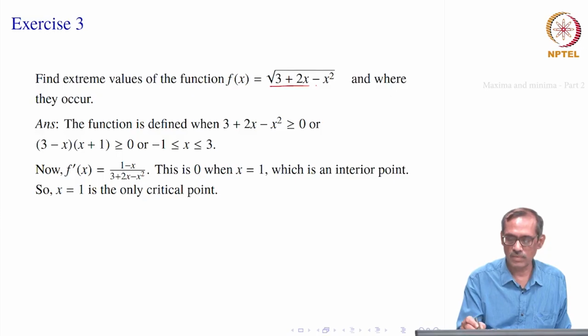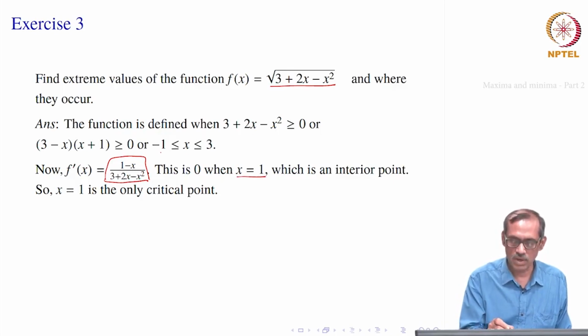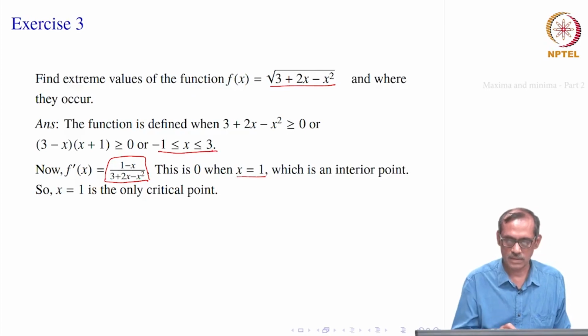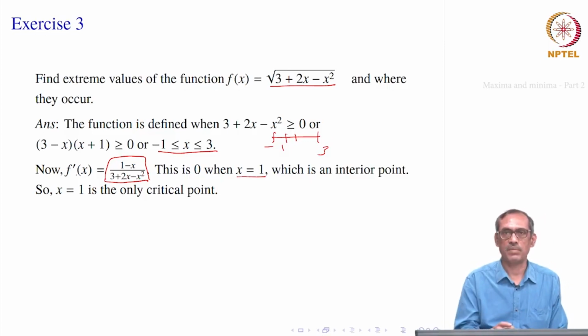So, when you differentiate, you get f prime equal to 1 minus x divided by square root of 3 plus 2x minus x square, and this is 0 when x equal to 1. And x equal to 1 belongs to our domain, which is minus 1 to 3, and that is an interior point of course. So, that is the only critical point. x equal to 1 is the only critical point.